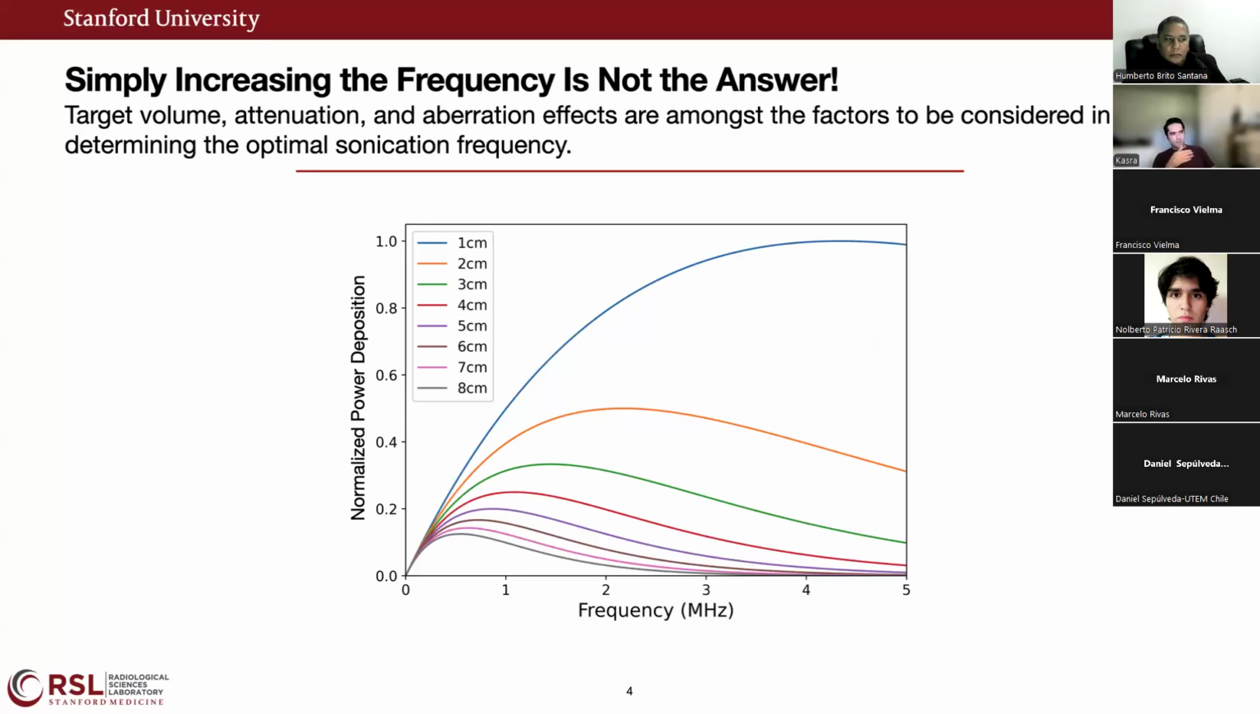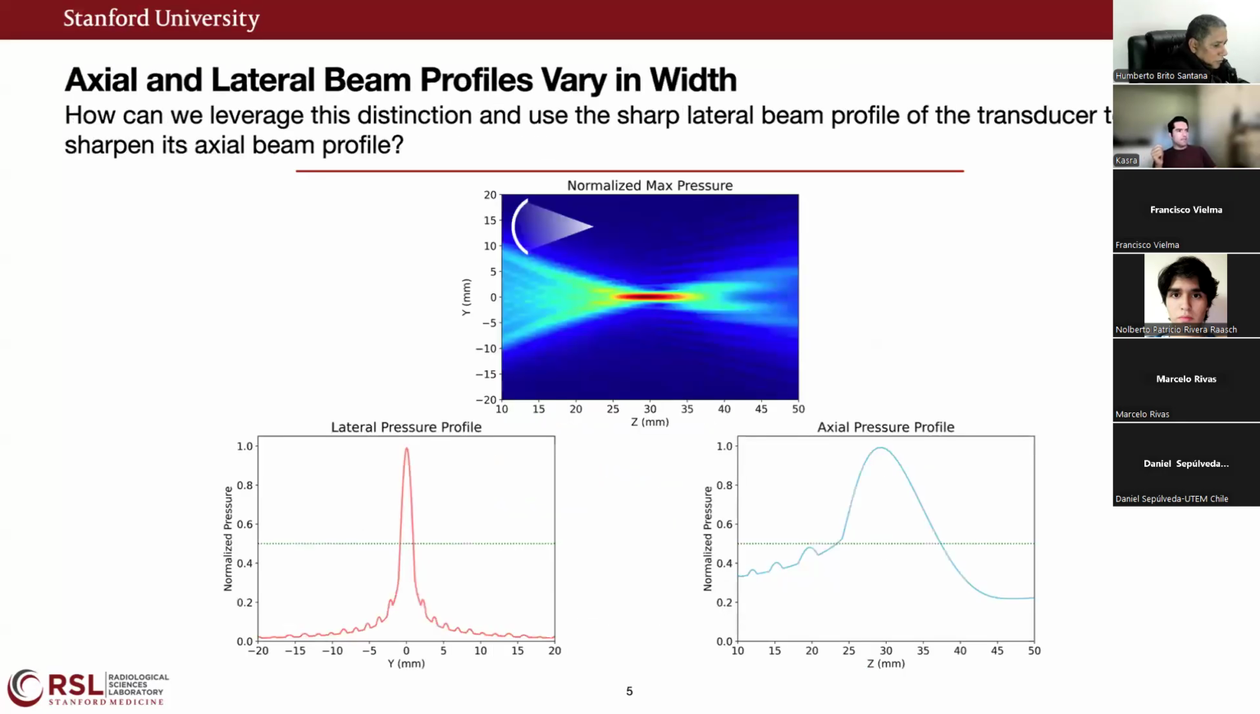Note that if we keep increasing the frequency, we are going to minimize the normalized power deposition until, say, after 3 megahertz or 4 megahertz, we are depositing no energy. Almost everything is either attenuated or reflected or scattered or just absorbed in the brain matter. For this 8 centimeter depth, something about 500, 550 kilohertz appears to be optimum. So again, increasing the frequency alone is not the solution. The solution really lies in the physics of the transducers themselves.